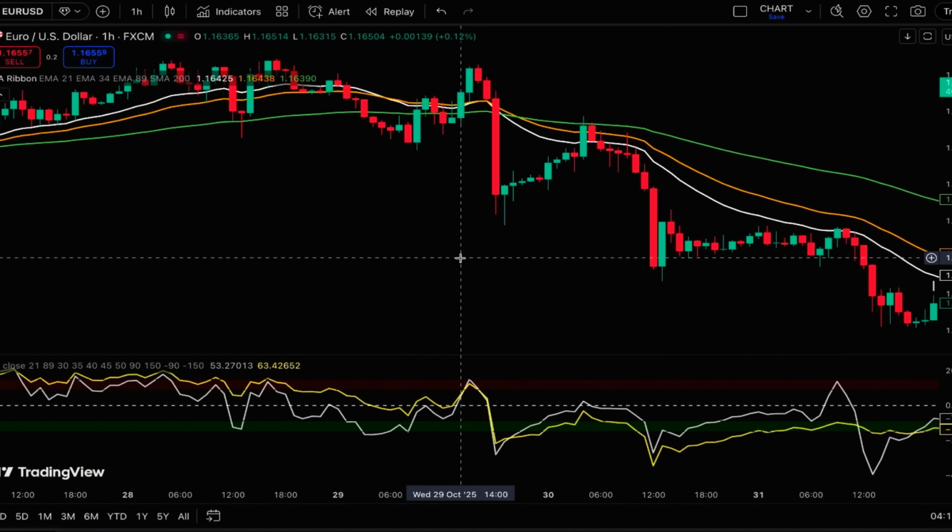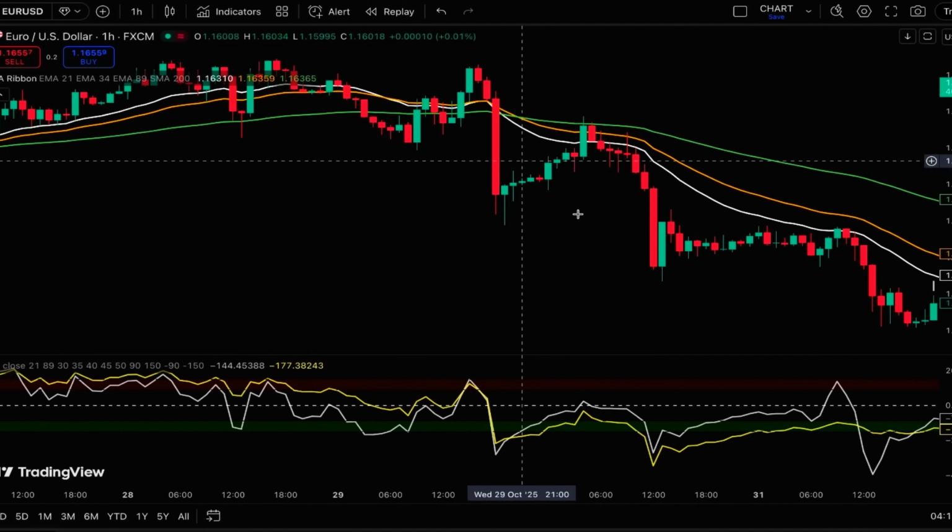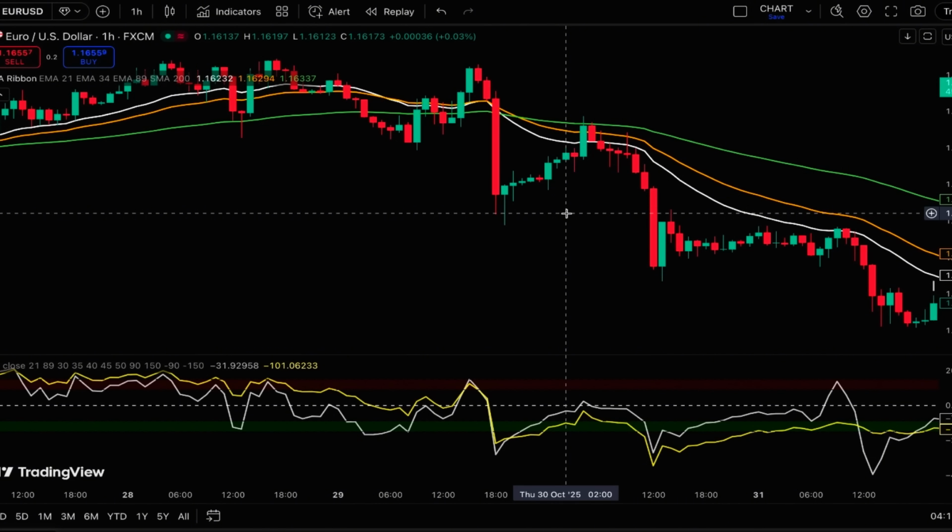Alright, so these are the indicators that we added to the chart with the special settings that we made, and now we want to find buy sell signals based on this. It is very easy and you just need to follow my explanation step by step so you can find accurate buy sell signals. Let me show how we do it.